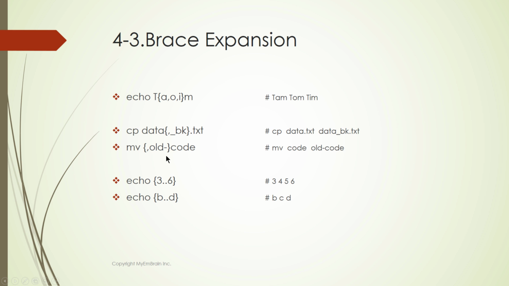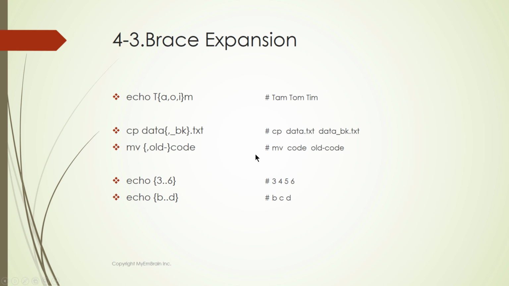Similarly, when we move a file between two different locations, we issue the command mv and then the file name and another file name. Here, because the two file names reside in the same directory, this move command will actually be a rename operation. It will change the name code to O-dash-code, and we notice that the two names only differ in the O-dash at the beginning of the name.